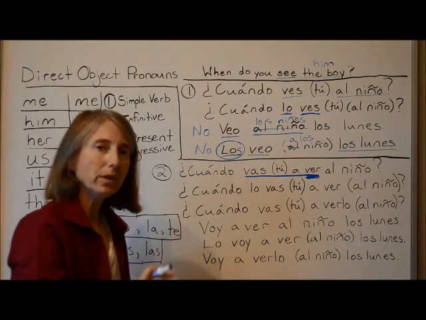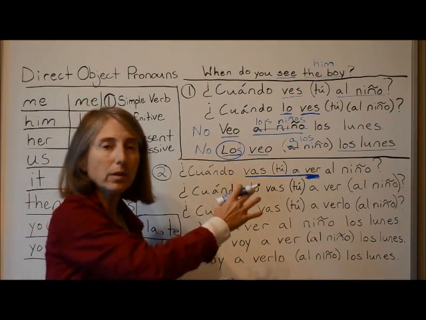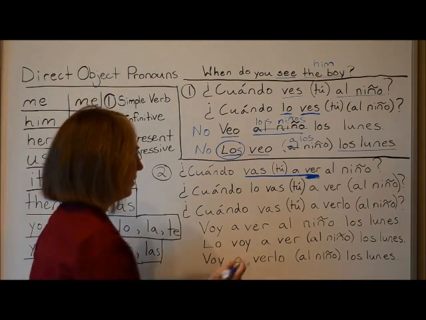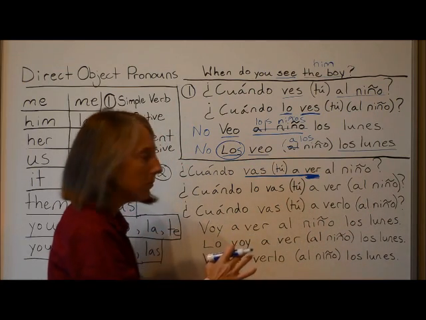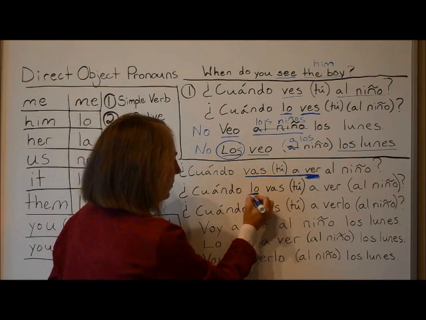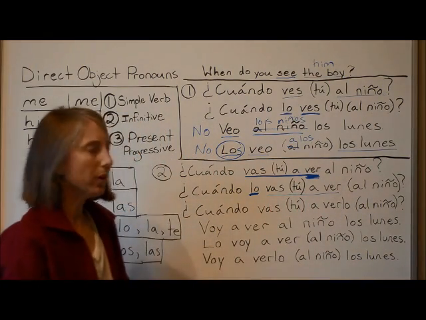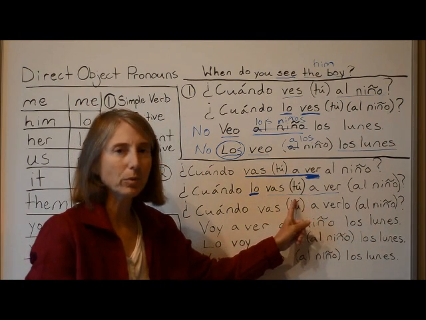Okay, with an infinitive verb, we can do just what we did before. We can put that direct object pronoun right before the verb phrase. ¿Cuándo lo vas tú a ver al niño? And notice that it goes before the entire verb phrase, okay? It does not separate these verbs.